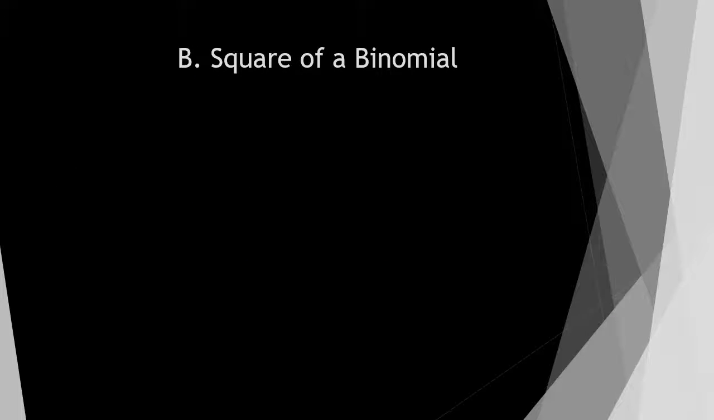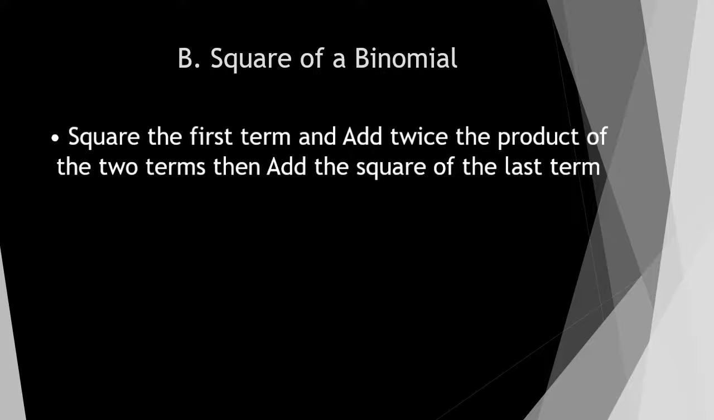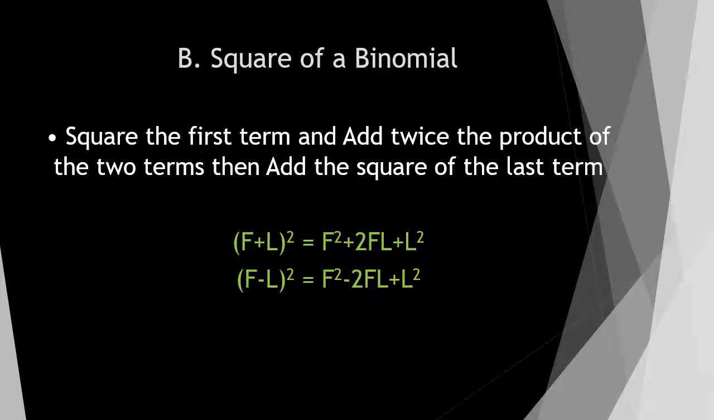Let's proceed to the second type of a special product. We have the square of a binomial. With the definition, square of the first term and add twice the product of the two terms, then add the square of the last term, as represented below. It is the formula. Given a square of a binomial whose sign is positive and the other one is a square of a binomial whose sign is negative.